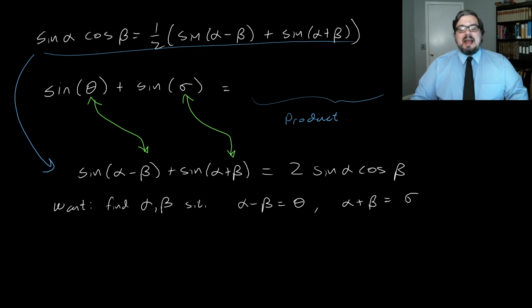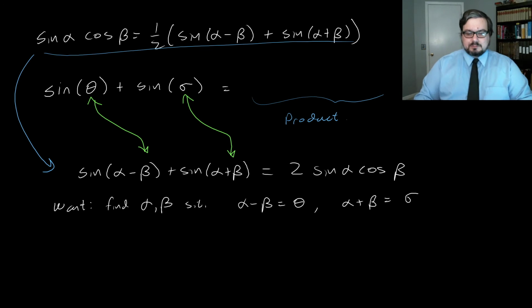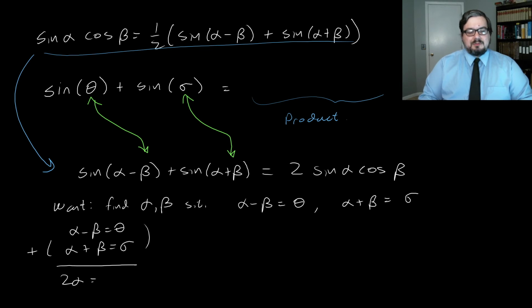Well, here we can actually solve for alpha and beta using almost the same sort of process where we came up with the formula in the first place. We really are just untangling the equation, the formula that we have above. So if we take alpha minus beta equals theta and alpha plus beta equals sigma, and we add these two equations together, then we'll get that 2 alpha is equal to theta plus sigma. So alpha will have to be equal to theta plus sigma over 2.